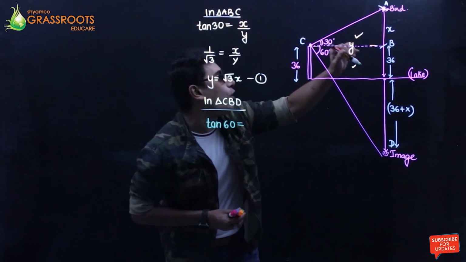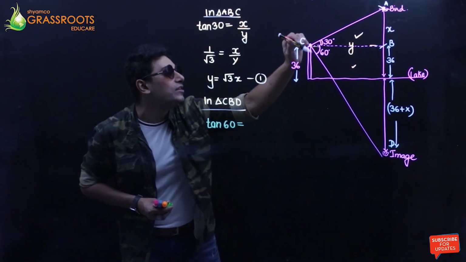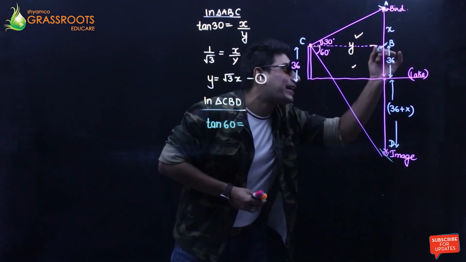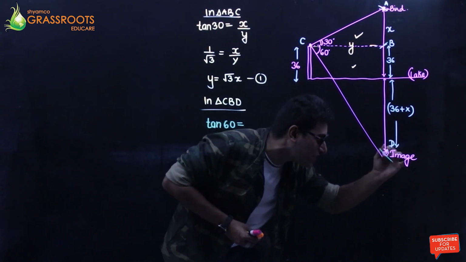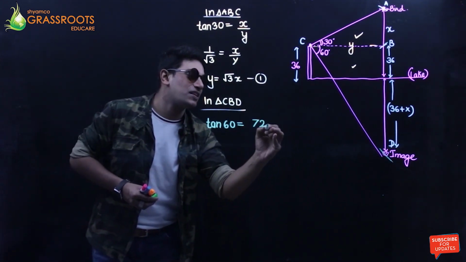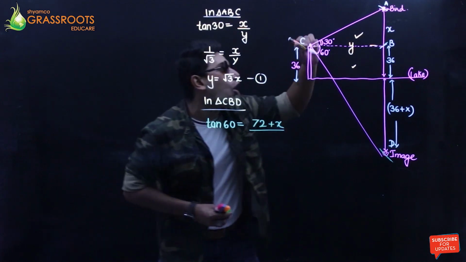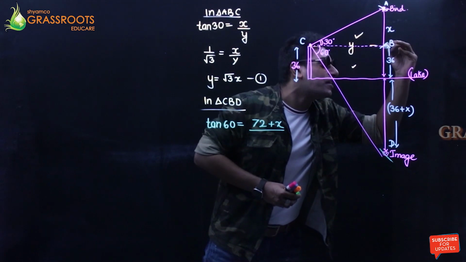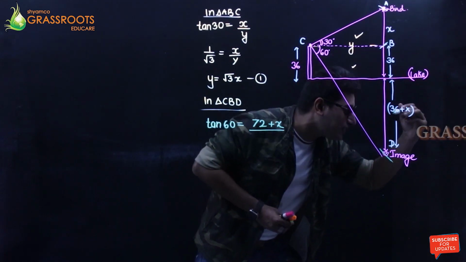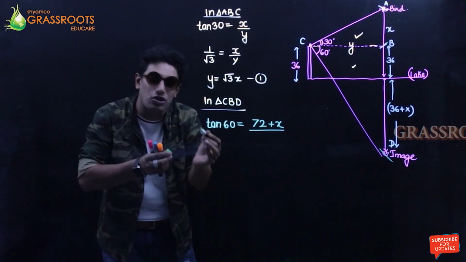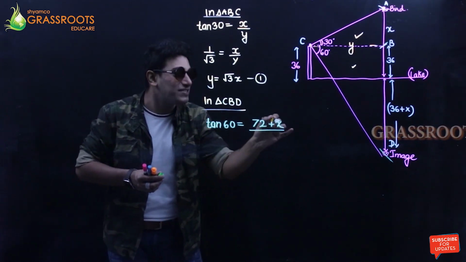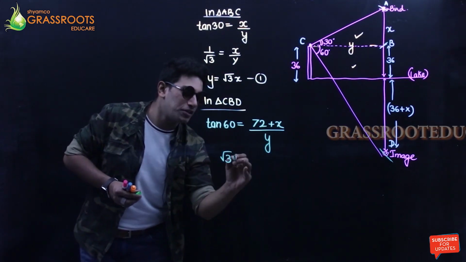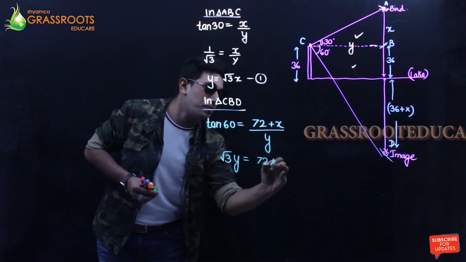Tan 60 is opposite. Listen, opposite is right from here up till here. That will be 36 plus x. That makes it 72 plus x. I am repeating. Opposite starts from here up till here. So if you calculate 36 plus x, 36 plus 36 makes it 72 plus x upon the adjacent, which is y. So root 3 cross multiply. Y is equal to 72 plus x.